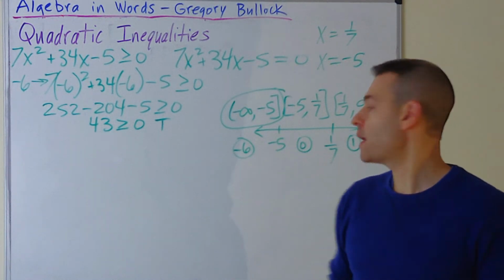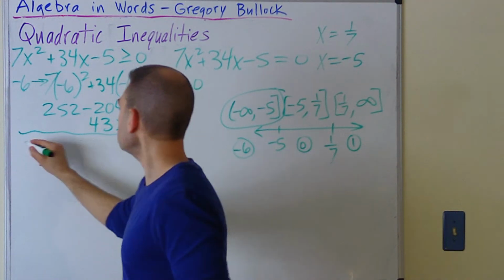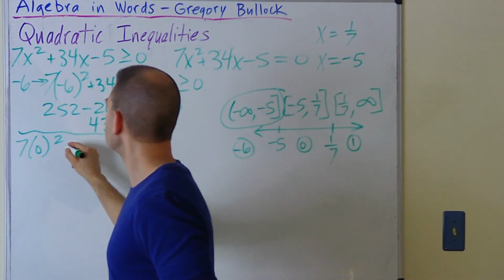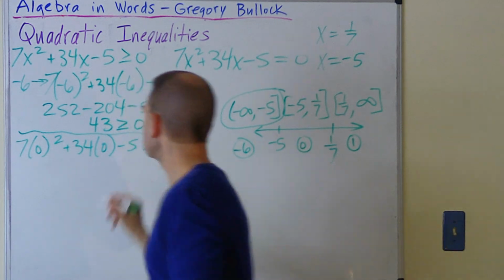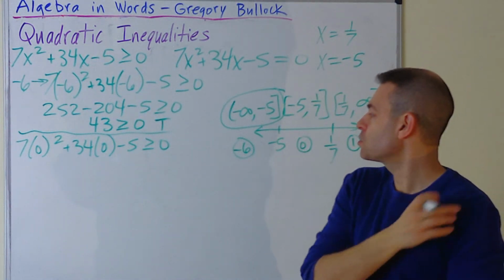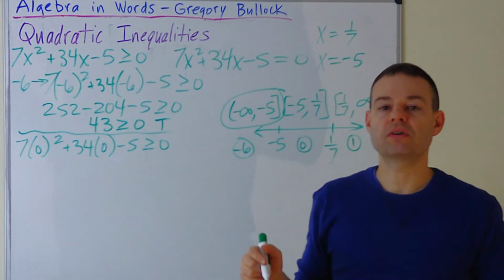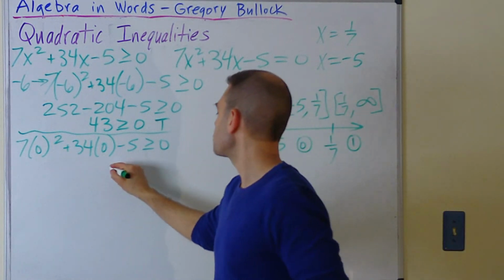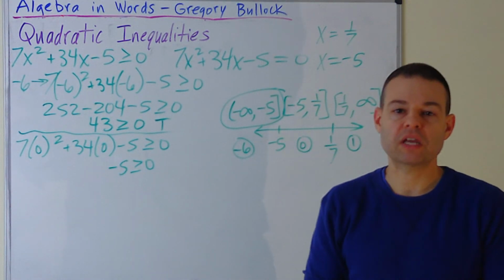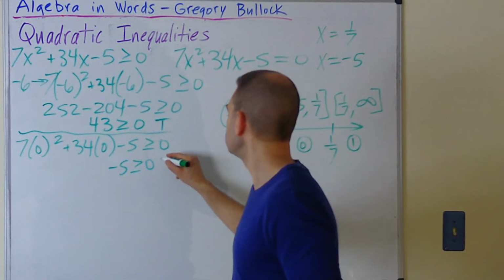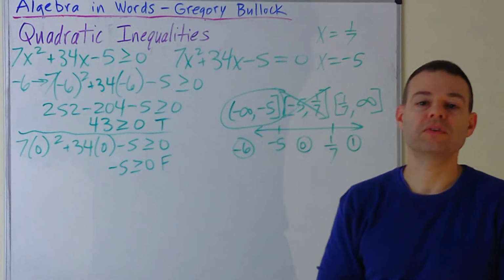Okay, now let's test by putting test point 0 into the original. 0 squared is obviously 0, 7 times 0 is 0, 34 times 0 is 0. So those terms are gone, and it leaves us with -5 is greater than or equal to 0. And is that statement true or false? It's false. What does false mean? Cross out or reject that region.